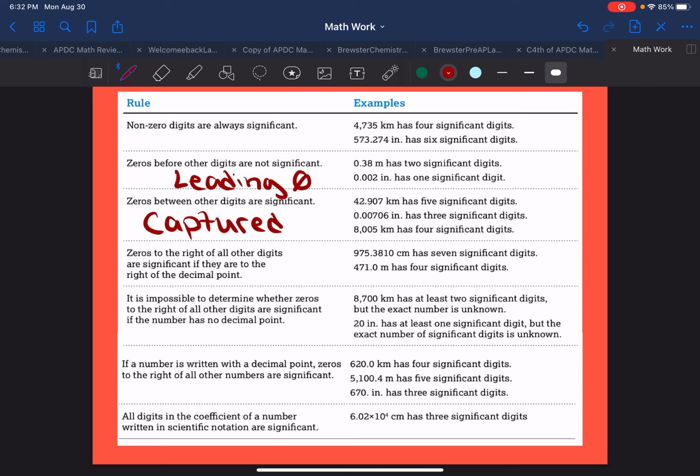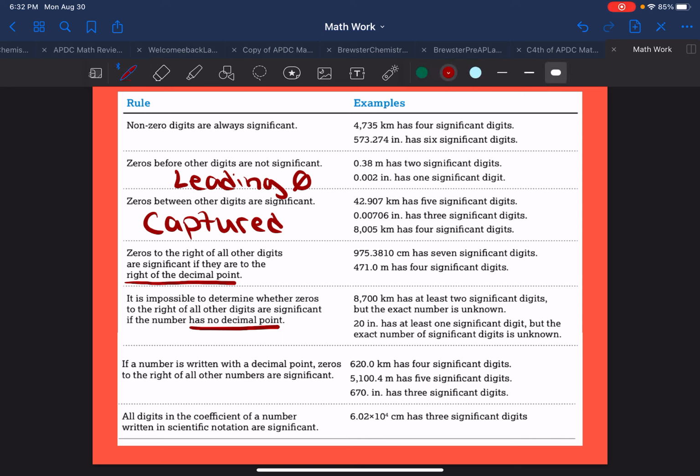Zeros to the right of all other digits are significant because they're to the right of the decimal point. And the key thing is the decimal point here, because it is assumed that if we put it down, we measure to that level. And it's impossible to determine whether zeros to the right of the other digits are significant if the number has no decimal point. So if it's not there, then we're not 100% sure. We think it's about 8,700 kilometers, but we're not 100% sure. So that's why those zeros are not significant.